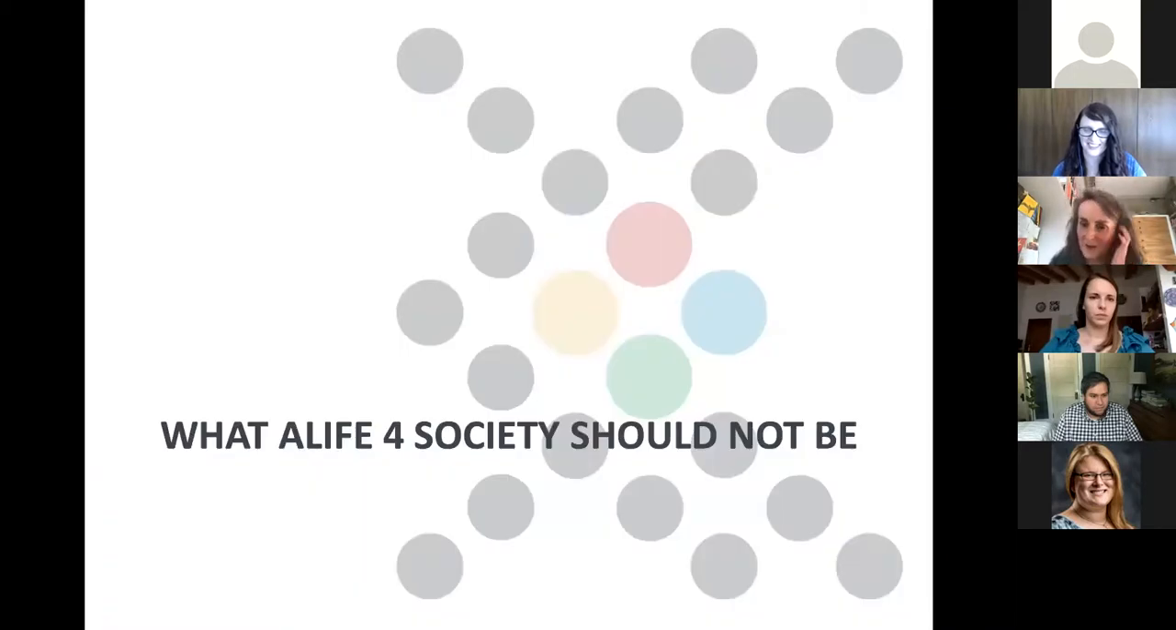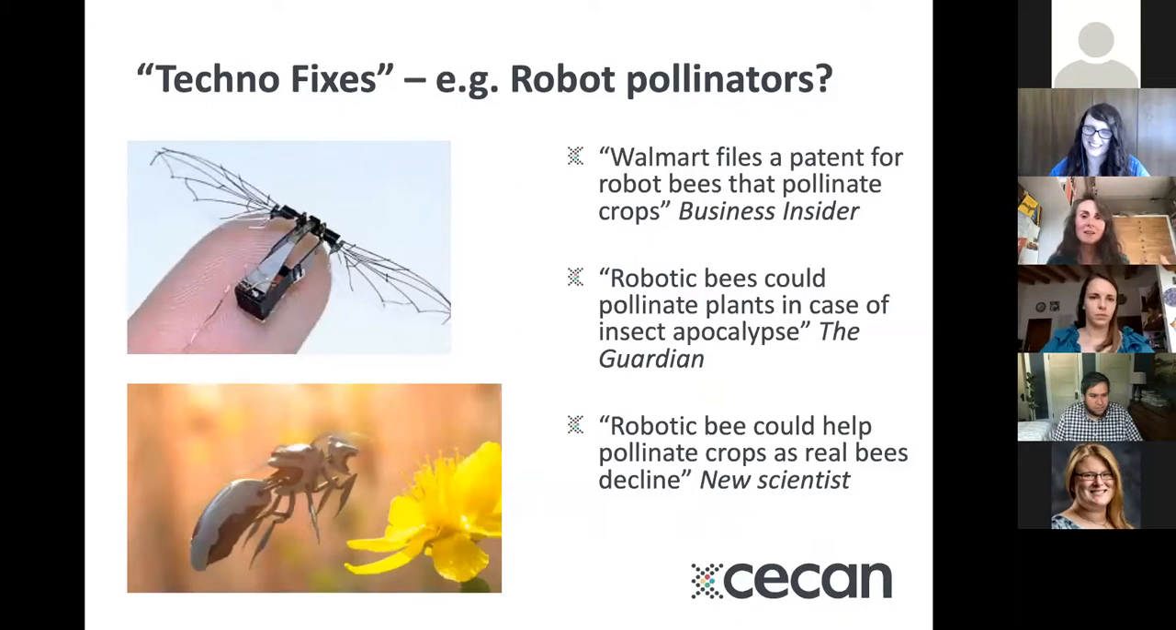Okay, I'm probably massively over time already, but not quite yet. I just want to go through quickly, and I know this might be a bit controversial, but I think it's really important that we say what we think A-Life and Society should not be. Not everyone obviously agrees with me on this, but what it shouldn't be is ill thought out techno fixes where we're just thinking, oh, that's kind of cool, we could build a robot here.